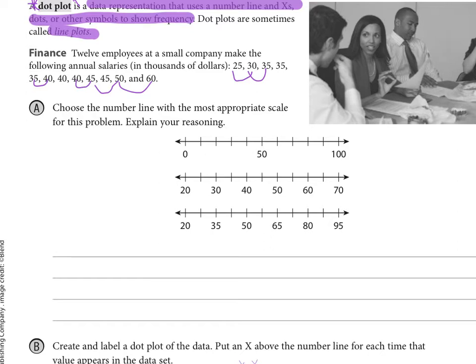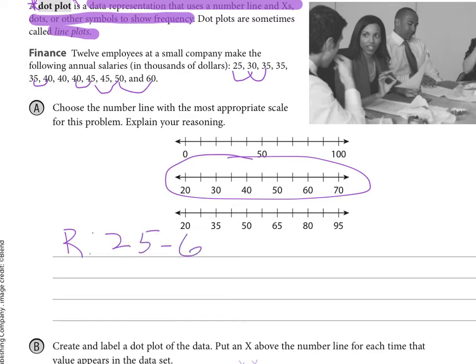So 0 to 100 seems like a little much. 20 to 95 also seems like much. Here we notice the middle one has a labeled scale of 10, but in fact each hash mark is worth 5. So this is probably going to be our most appropriate scale. And that would be because the range we can say is 25 to 60, which seems appropriate. This one goes to 70, and it goes by fives.